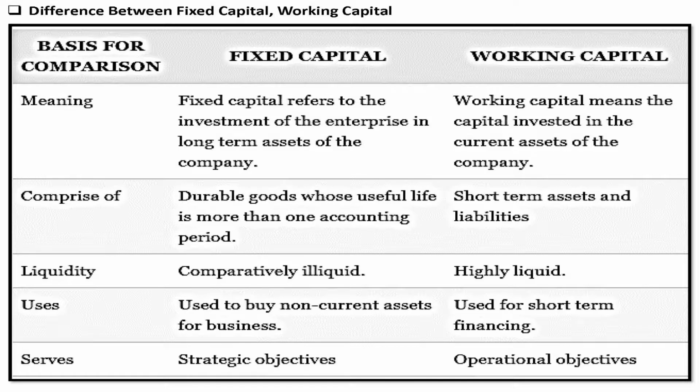Difference between fixed capital and working capital. Meaning: fixed capital refers to the investment of an enterprise in long-term assets of the company. Working capital means the capital invested in the current assets of the company, comprising durable goods whose useful life is more than one accounting period, short-term assets and liability. Liquidity: in fixed capital, comparatively less liquid; in working capital, highly liquid. Use: fixed capital is used to buy non-current assets for business; working capital is used for short-term financing. Service: fixed capital serves strategic objectives; working capital serves operational objectives.